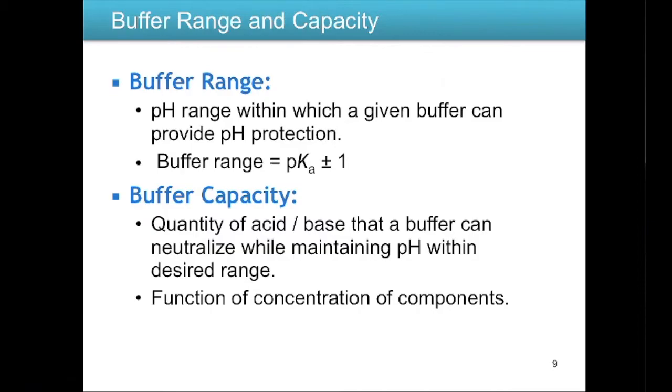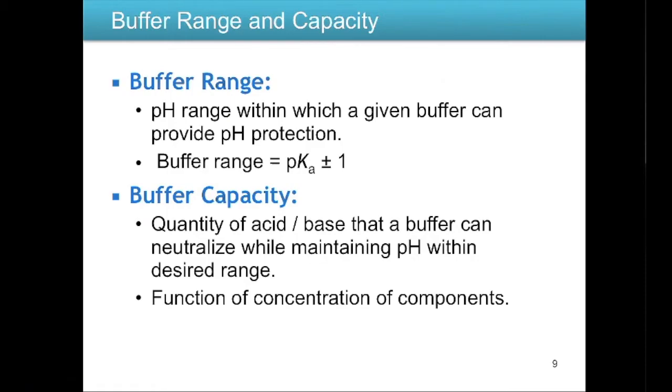If the pH ends up being outside of that range, then it is no longer a good buffer, and we'll see why a little bit later. Buffer capacity is affected by the concentration of the buffer. So how much weak acid and how much weak base is the buffer composed of?